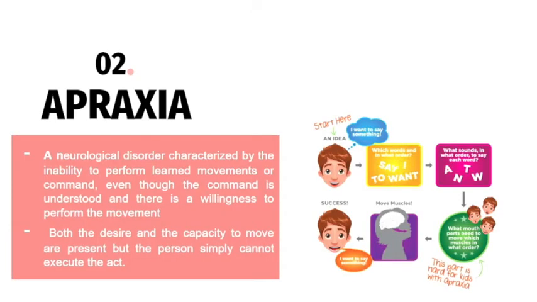Next term, we have apraxia. Apraxia is a neurologic disorder characterized by the inability to perform a learned movement or command even though the command is understood and there is willingness to perform the movement. Both the desire and the capacity to move are present, but the person simply cannot execute the act. Apraxia results from dysfunction of the cerebral hemisphere of the brain, specifically the parietal lobe, and can arise from many diseases or damage to the brain.